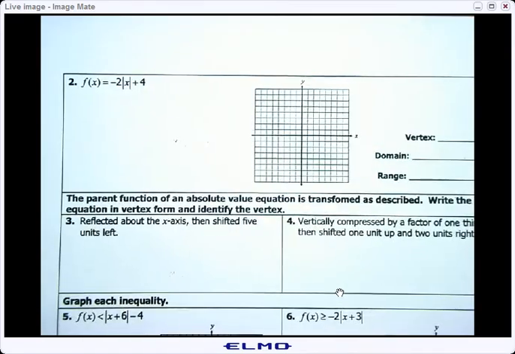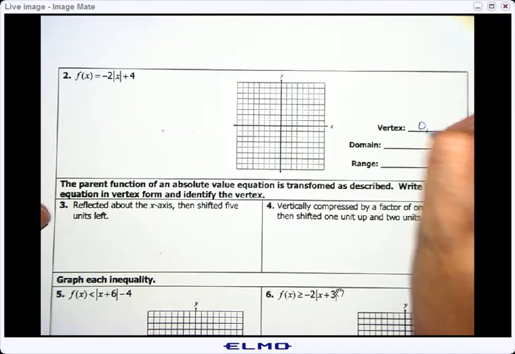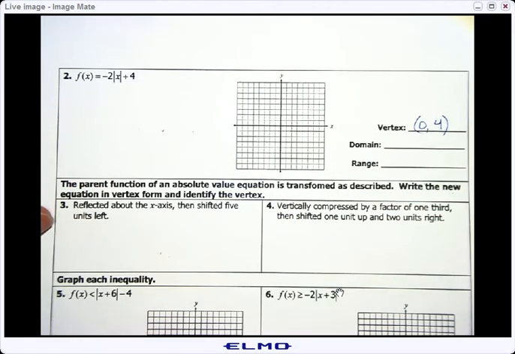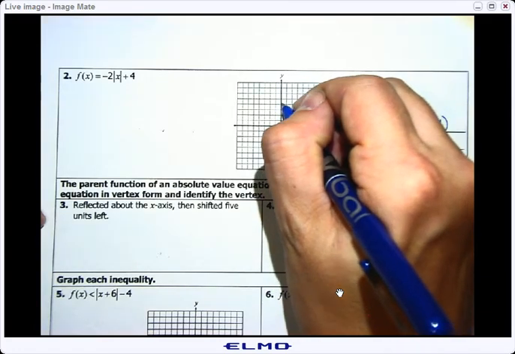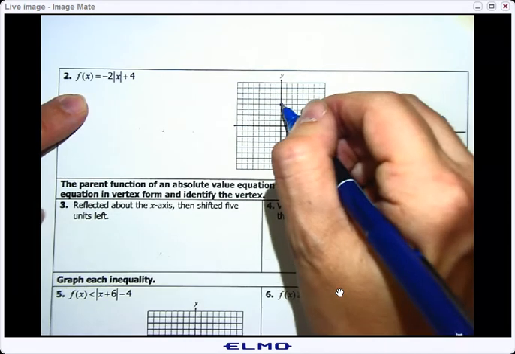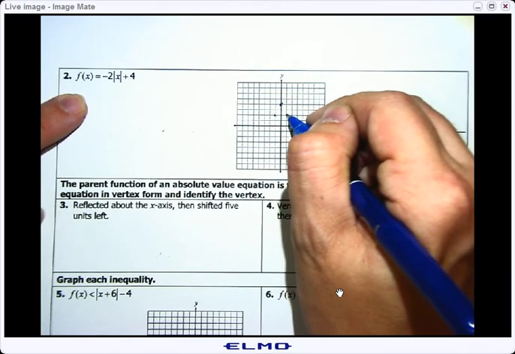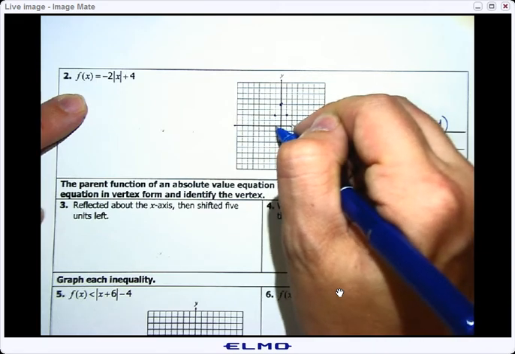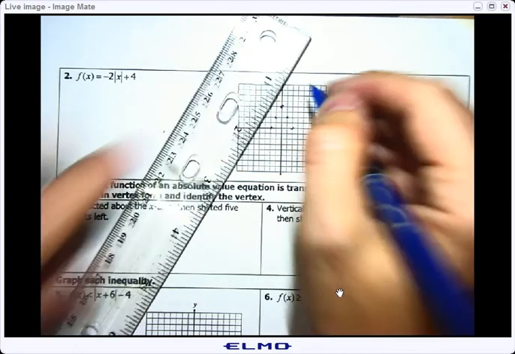All right, for the next problem, your vertex is going to be at 0, 4. Since there is no h, your h is 0. All right, so we plot that right there. Your slope is a -2, so down 2 to the right 1, and down 2 to the left 1. Down to the right, down to the left. Make your graph.